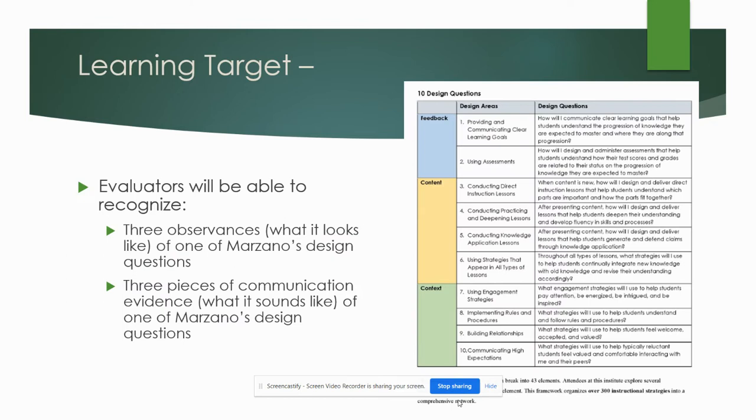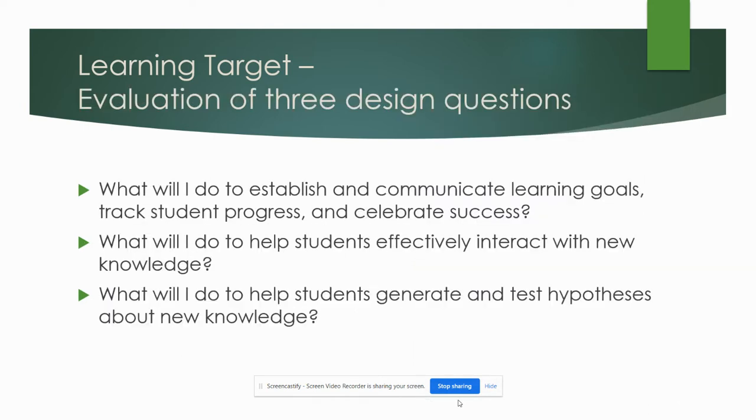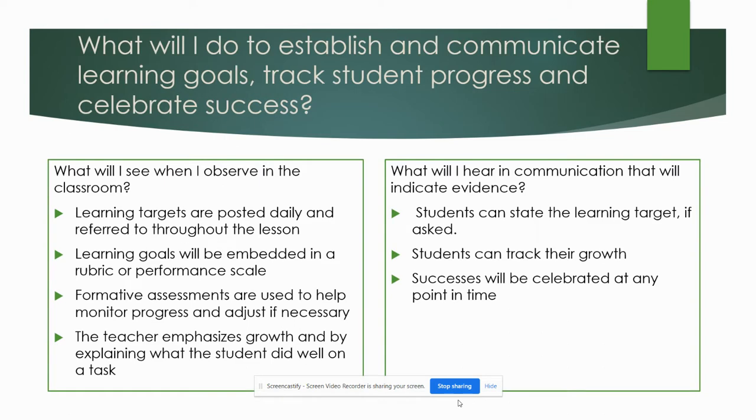So for today's screencast, our learning goal is that evaluators will be able to recognize three observances, or what it looks like, for one of Marzano's design questions, and the three pieces of communication evidence, or what it sounds like, of one of these questions. And here are listed the 10 questions, but we're only going to do three of them. The three that we are going to do are listed on this page, but we will go over them on the next pages.